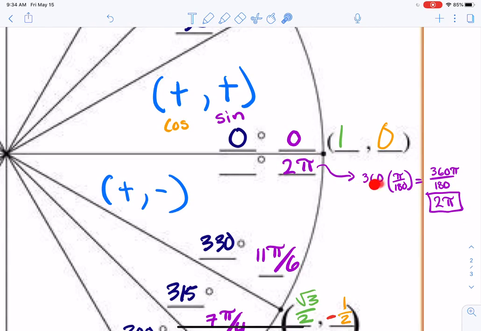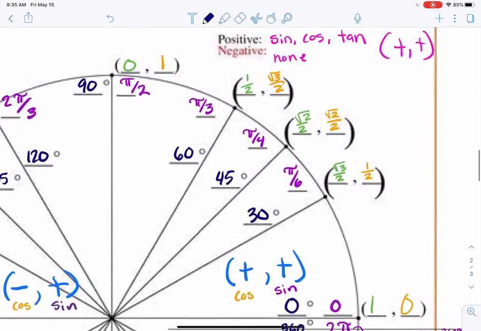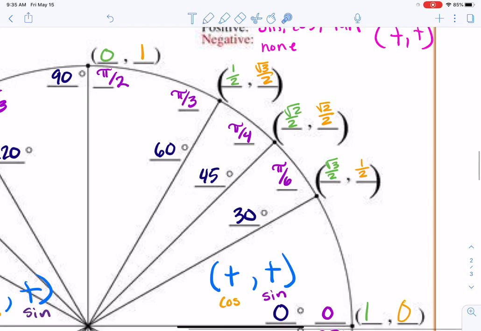Remember to convert from degrees to radians, we're going to take our degrees and multiply by pi over 180. So right here, if we have traveled all the way around this entire unit circle, then we've gone 360 degrees, and that is equivalent to 2 pi. You can do the same exact thing to get all of these conversions. So to go from 30 to pi over 6, I would take 30, multiply by pi over 180, and when I simplify that down, I'm going to end up with pi over 6. And that's how we get all of these conversions between our radians and degrees.